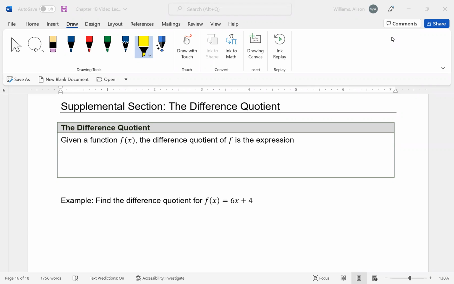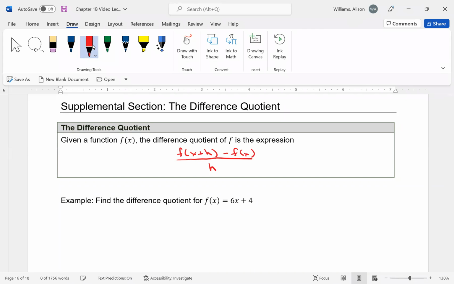Okay, so let me tell you what the difference quotient is. If we have an f of x, the difference quotient is defined to be f of x plus h minus f of x, all over h. It's this expression. Now, what we will do is simplify it, but that's all we're going to be able to do for the difference quotient.